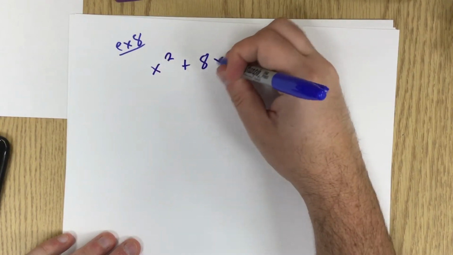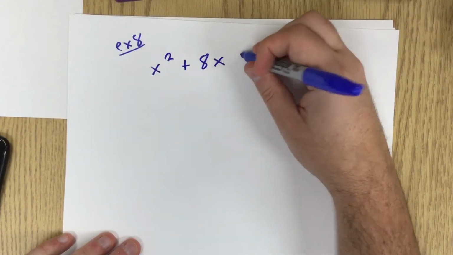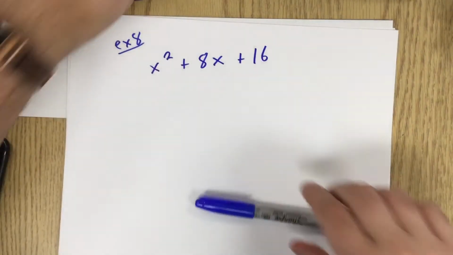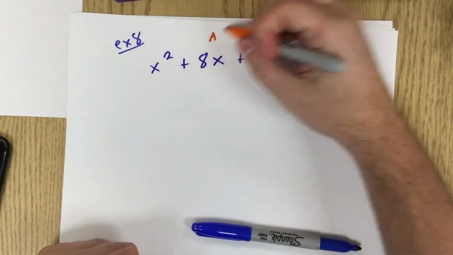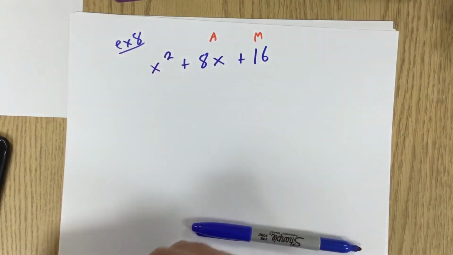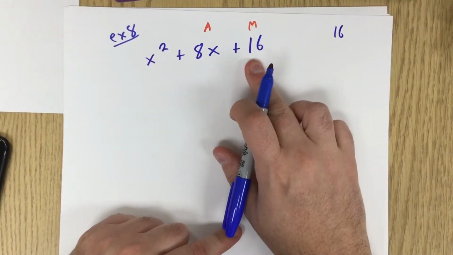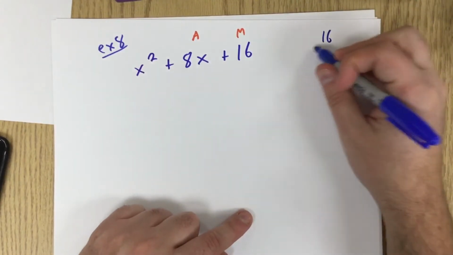Okay, so the next one is x squared plus 8x plus 16. Looks like a fairly easy one, with a minor twist to it. So it has to multiply to a positive and add up to a positive. They're both going to be positives.